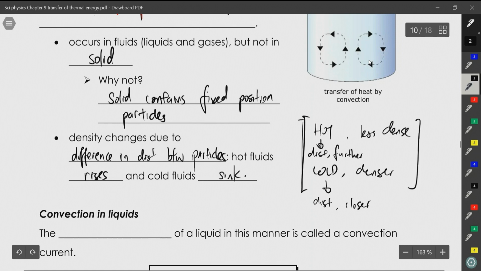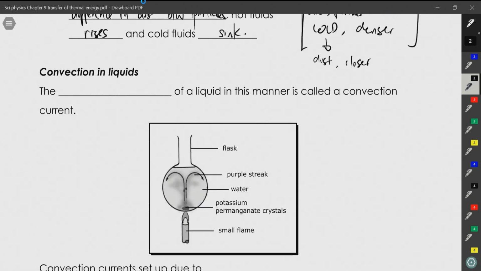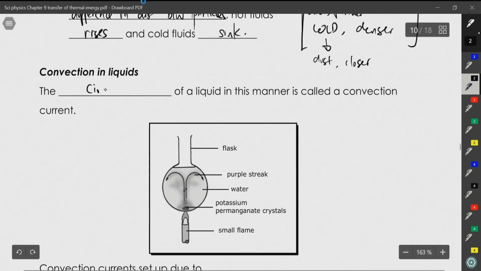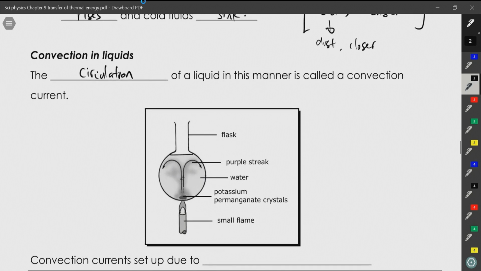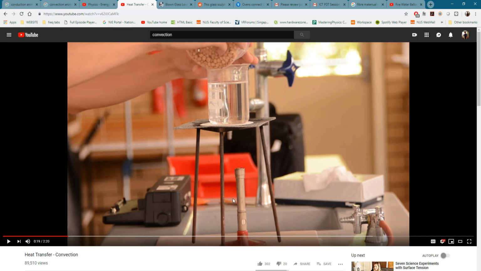Now convection in liquid. The circulation of a liquid in this manner is called convection current. Let me show you all a video on convection as well. Here's a video. I think this shows convection current pretty well.